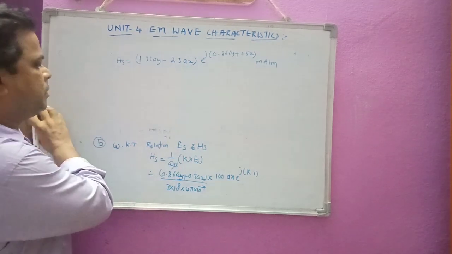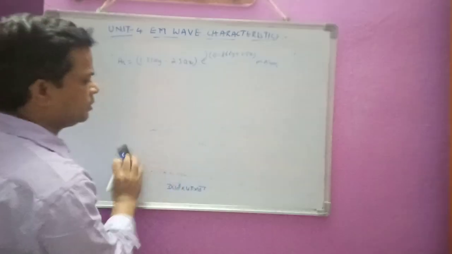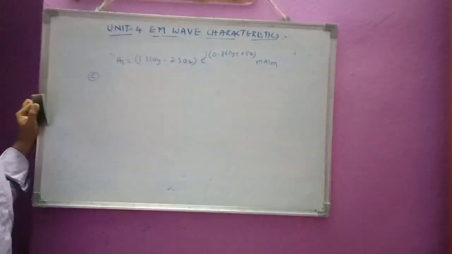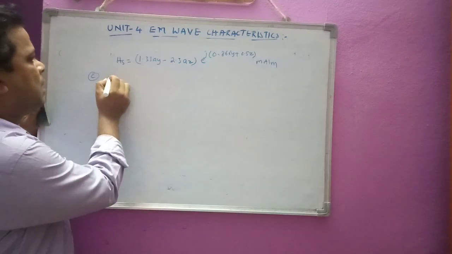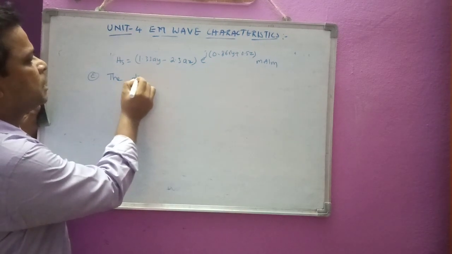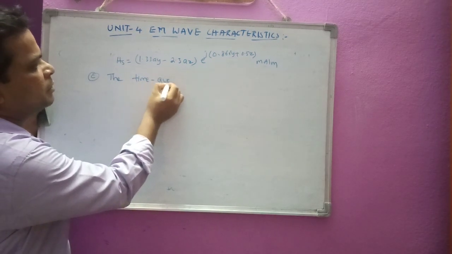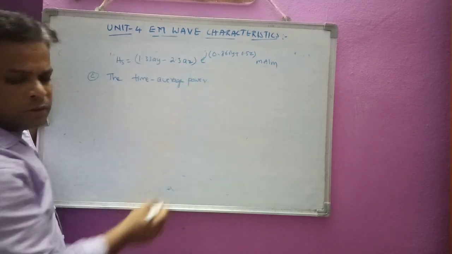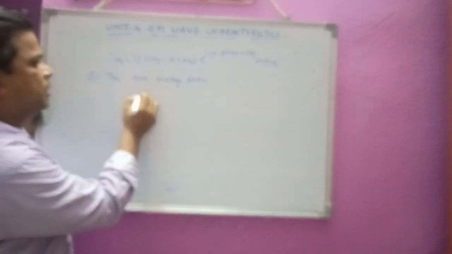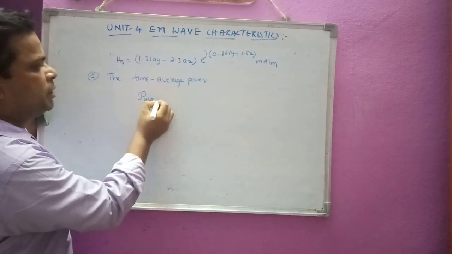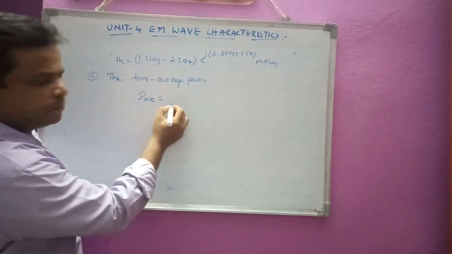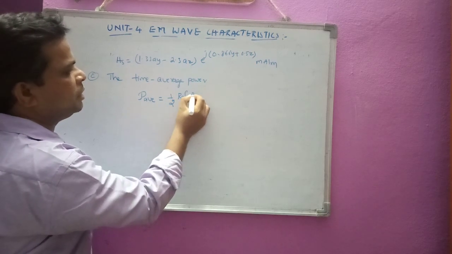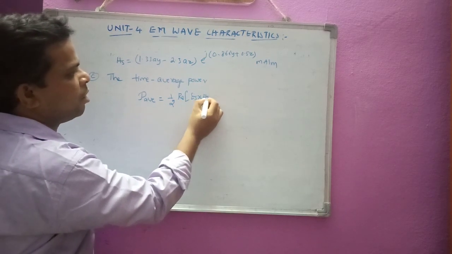Next we have to find the C question. What is he asking to find? He is asking to find the time average power. The time average power is given as P average, which is 1 by 2 of the real part of Es cross Hs complex conjugate.